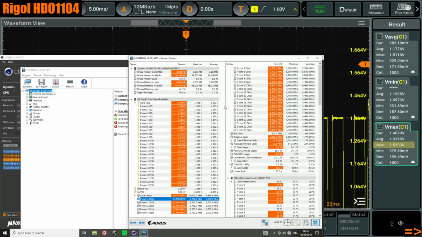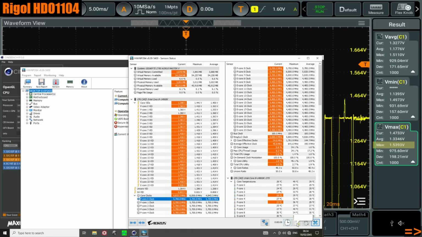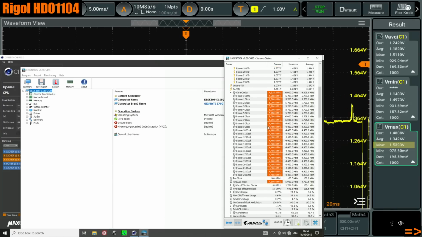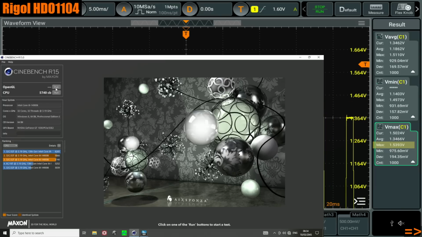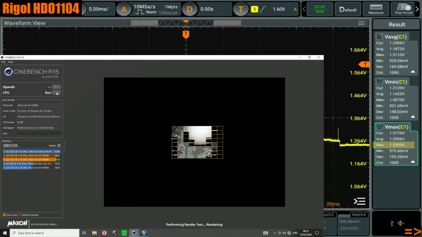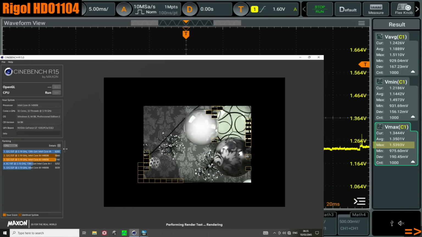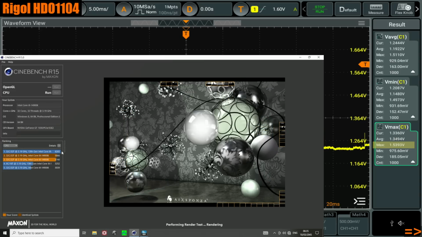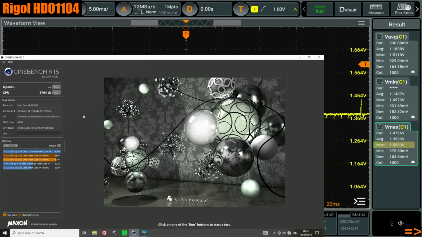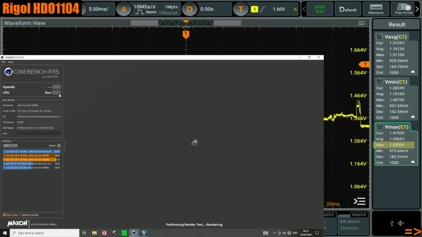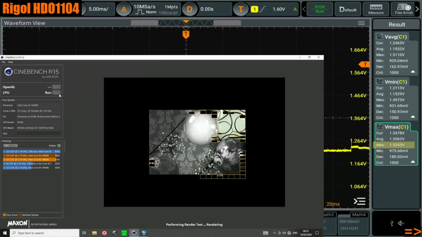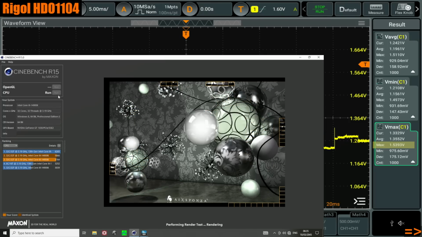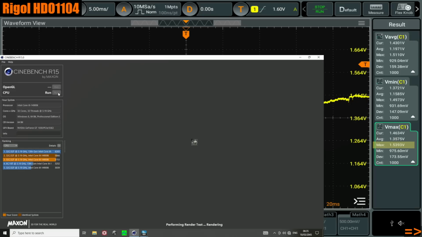Why can't I scroll? Oh, because I have the multiple... how do I collapse that? There we go. Because I wanted to see all the clocks next to each other. Yeah, so as you raise CEP, the score will come down a bit, because it kind of eats into the voltage headroom that the CPU has.